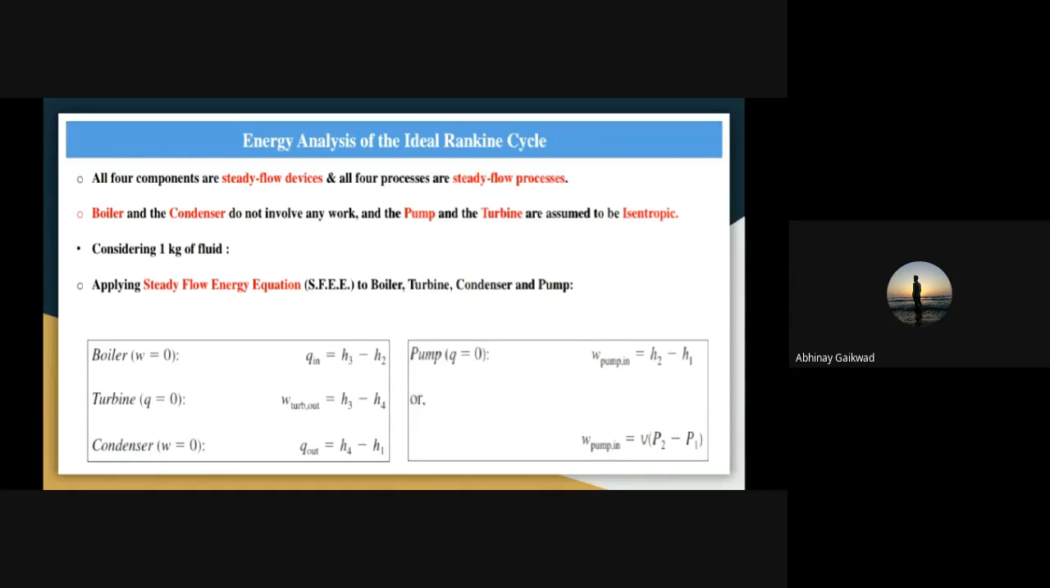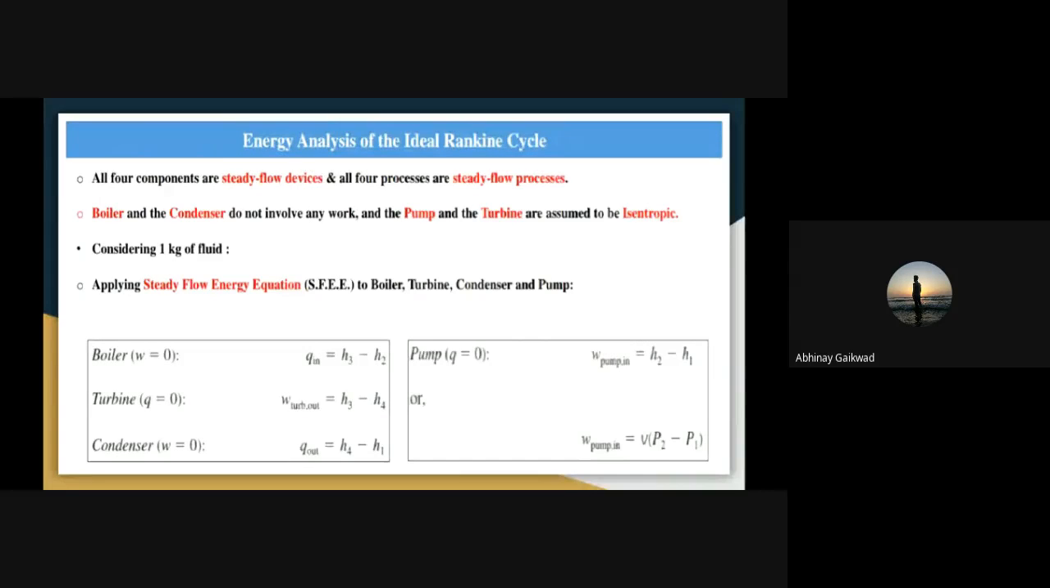Now no problem, I will start the energy analysis of the ideal Rankine cycle. Now we know the TS diagram. From that TS diagram, we need to go for the energy analysis. Now, as we know, there are four components associated with the Rankine cycle. All four components means what? The pump, then boiler, then turbine, and then condenser.